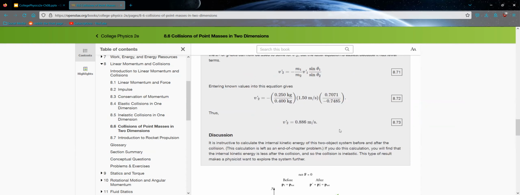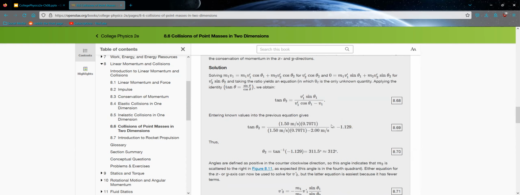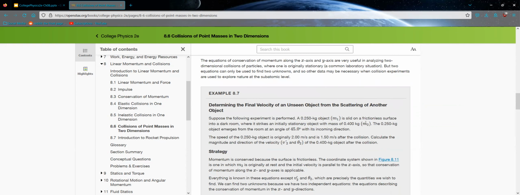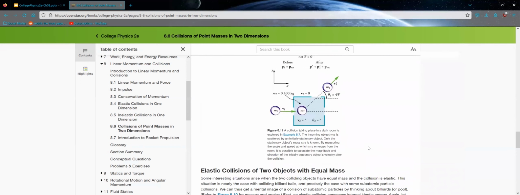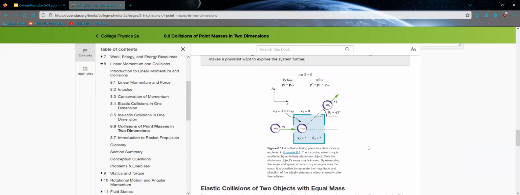In this case, we find out that object 2 is leaving at almost a meter per second, which is about a third less than object 1's leaving velocity. And of course, that makes sense too, right? Because object 2 is 400 grams, object 1 is 250 grams, so it's not going to be moving as fast. I hope that made sense.